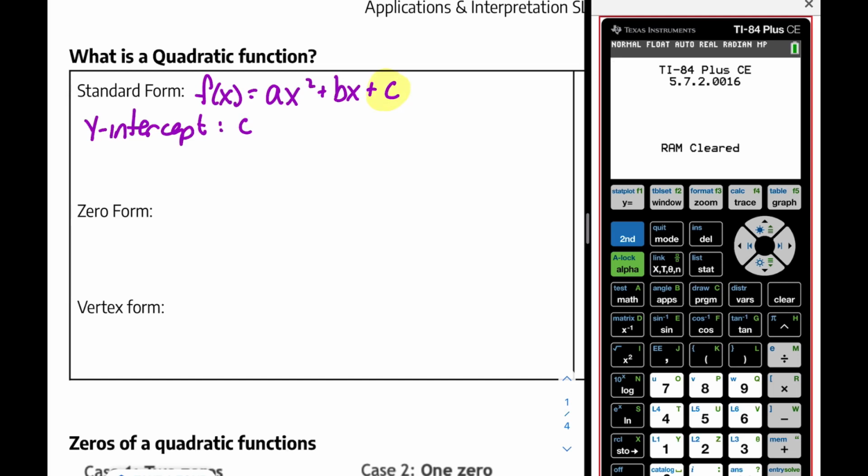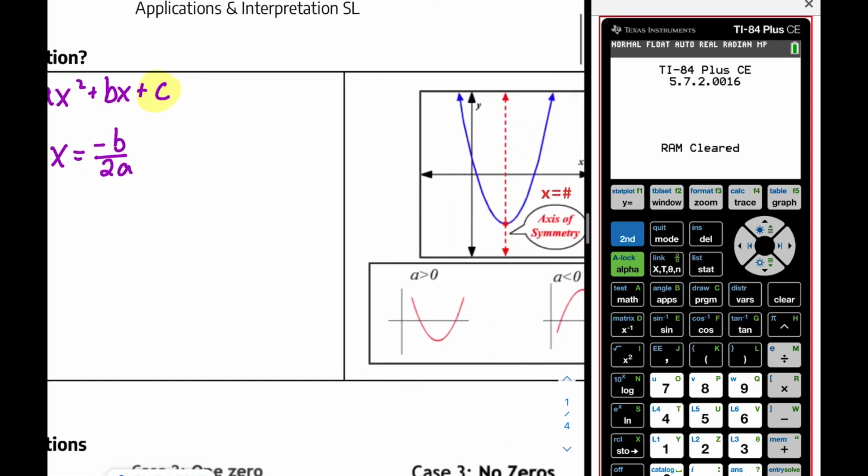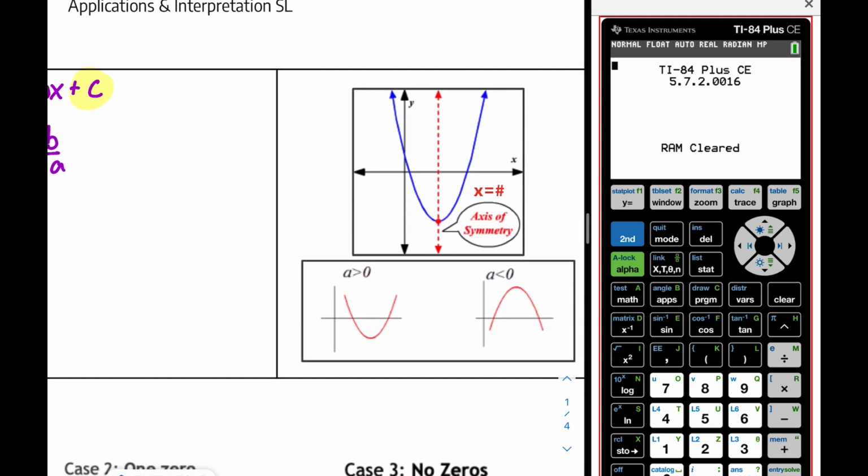Another formula which is given in the formula booklet is the axis of symmetry. So you can find the axis of symmetry by using the formula x is equal to negative b over 2a. And this is going to give you the equation of the axis of symmetry. The axis of symmetry will always be x is equal to a number because it always represents a vertical line.